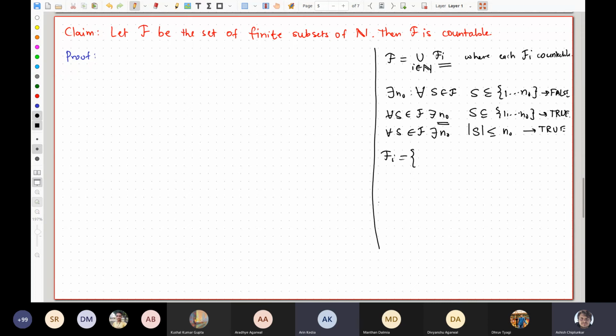Sir, why is it true that every subset will have a size less than or equal to n naught for some n naught? It's a matter of quantification, right? For every set, there exists some n naught such that the size is at most n naught. Okay, for every set. I thought it was one n naught for all the sets. For every set, there exists a choice of n naught which depends on the set, such that something happens. That's why it is true.